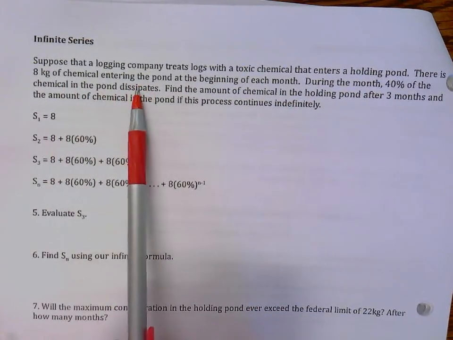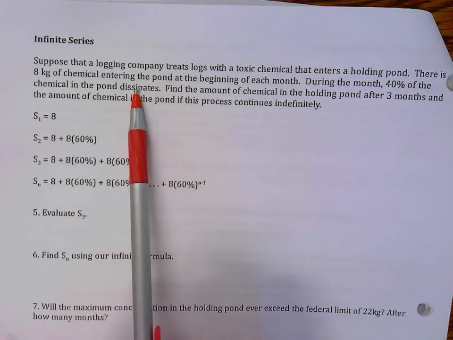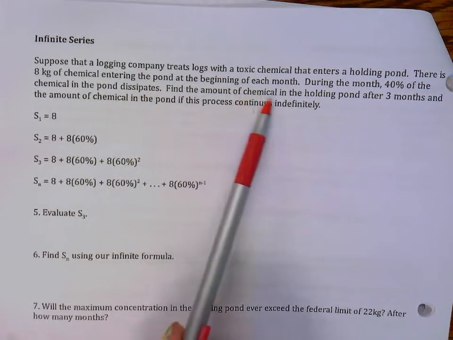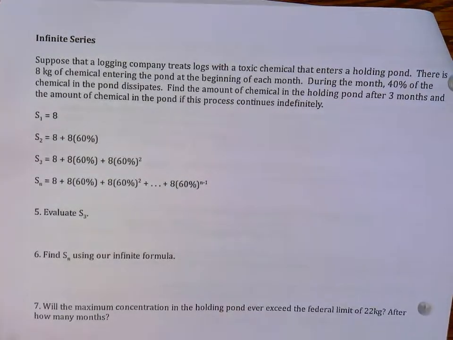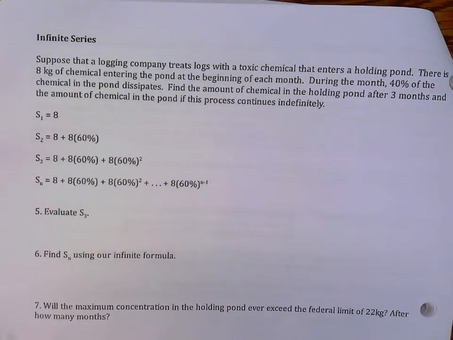It evaporates or it breaks down, so it's gone. Find the amount of chemical in the holding pond after 3 months, because there's EPA standards that you can't have too toxic of chemicals in your pond, right? It'll kill the fish. It's bad for the environment. So they want to make sure if you're just pouring in chemicals, it's maintaining some balance for the environment.